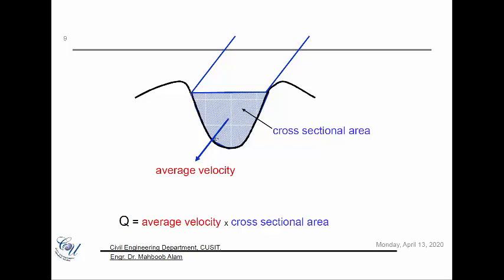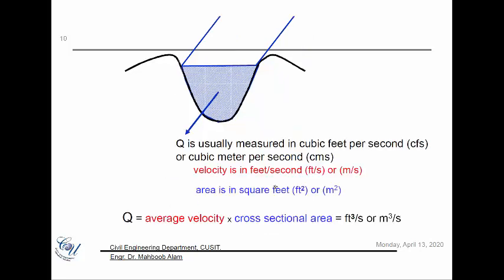Average velocity can be measured by different techniques, and we'll see what the different methods of measuring the average velocity are, so that we can multiply it with the cross-sectional area and compute the discharge. The units of discharge are usually cubic feet per second or cubic meters per second. Velocities associated with them are obviously then in either feet per second or meters per second, and the area would be in square meters or square feet. So these are the units that are generally used in open surface flow.